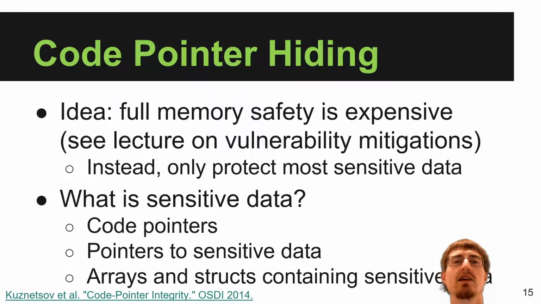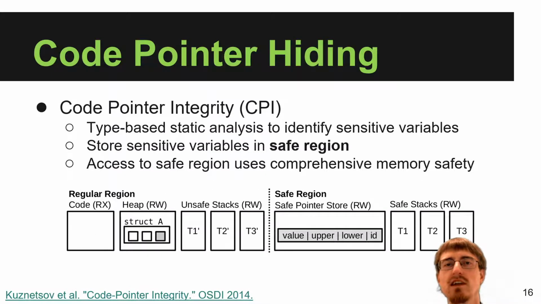Finally, anything else that contains the sensitive data, such as structs and arrays, must also be protected. So all of this must be protected using full memory safety, and then hopefully we reduce the overhead, but still protect all the important stuff. Now, this is exactly what code pointer integrity, or CPI, proposes to do.